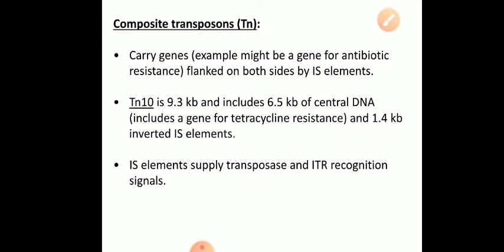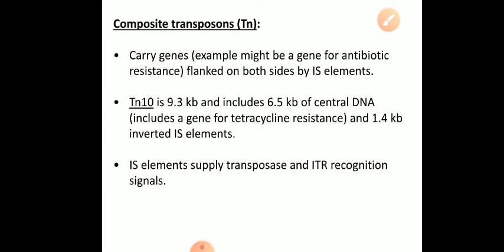For example, Tn10, that is transposon 10, is 9.3 kb and it includes 6.5 kb of central DNA. The central DNA is the tetracycline resistance gene. So the central DNA is 6.5 kb in Tn10. The total length of Tn10 is 9.3 kb, with the central region of 6.5 kb being a gene for tetracycline resistance, and at both ends 1.4 kb of inverted IS elements.